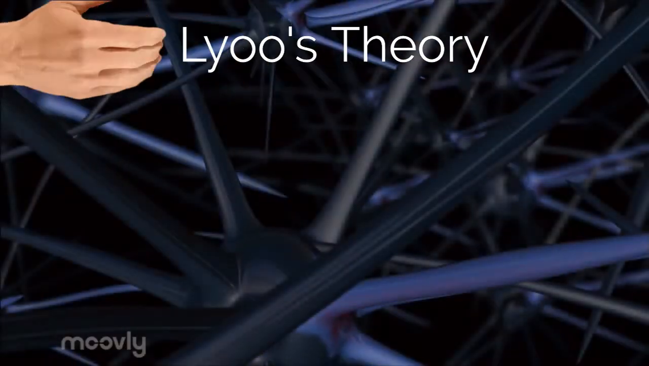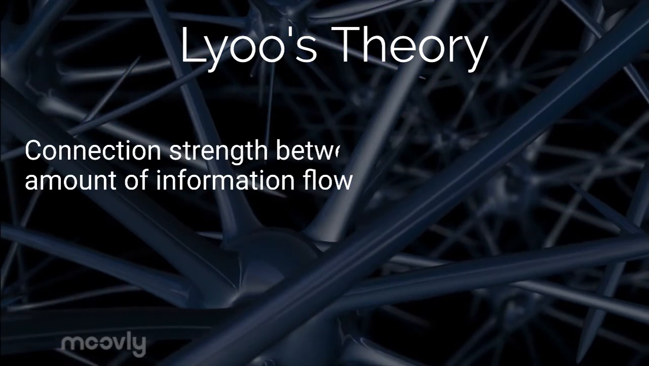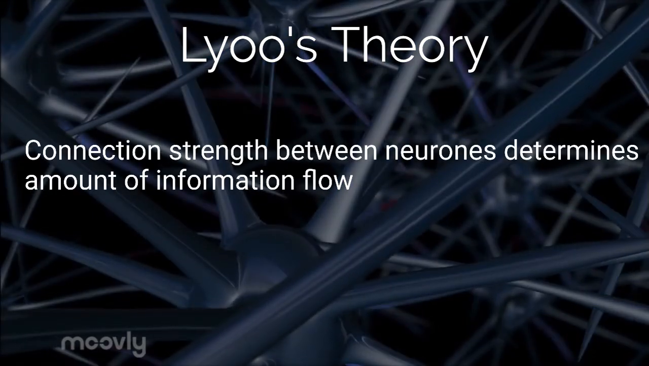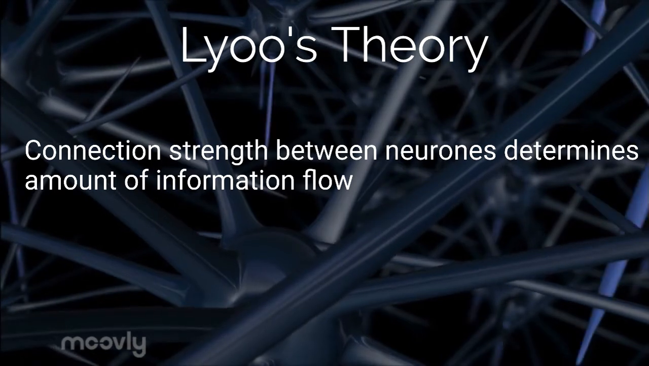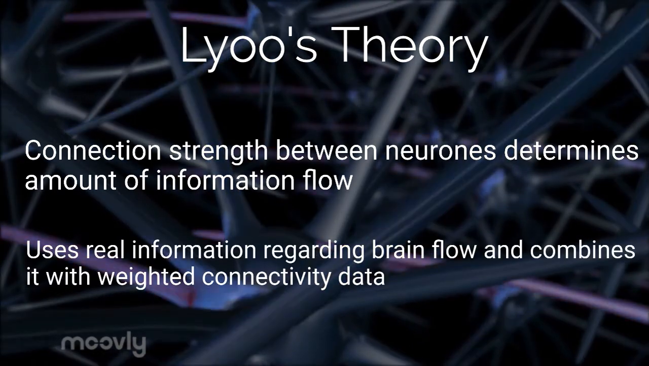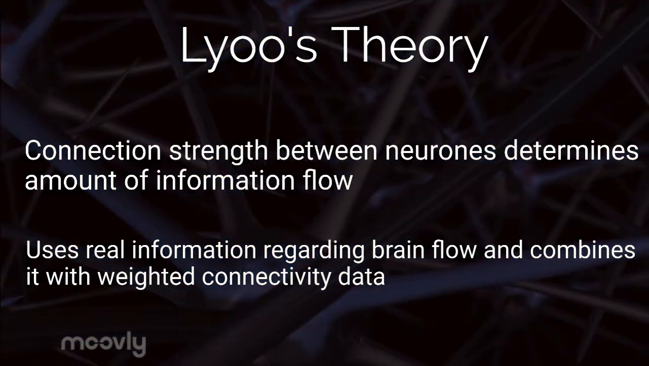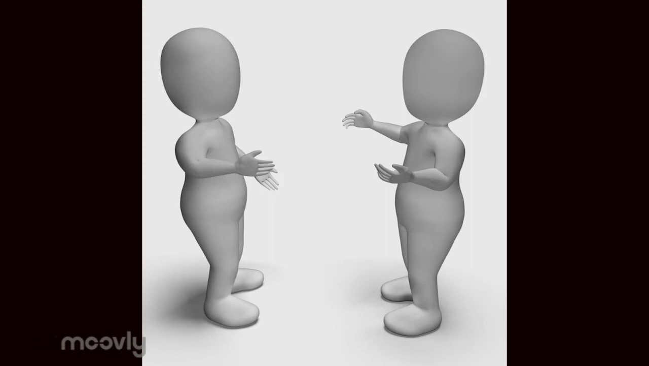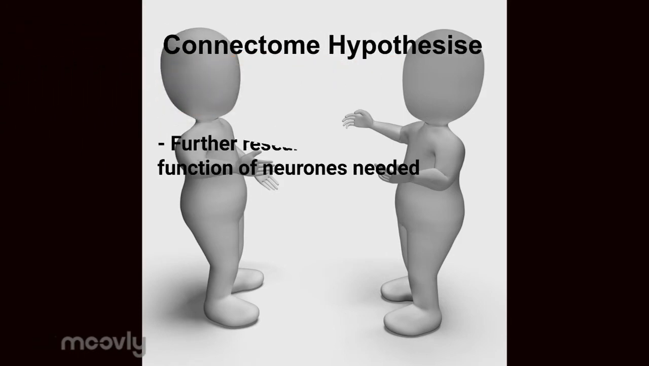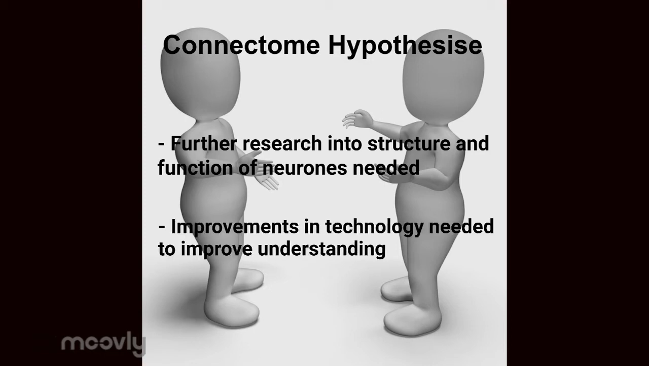Leo and others believe that connection strength between the neurons has a limitation on the amount of information that is able to flow per unit of time. The advantage of this theory is that it uses real information regarding the flow in the brain network and combines it with the weighted connectivity data. This theory contradicts the graph theory, and further research into the structural and functional connectomes at neuronal level is needed. There are currently hundreds of theories about the connectome, however no scientist is able to prove that their theory is correct. More technological advances are required in order to come to a conclusion about the human connectome.